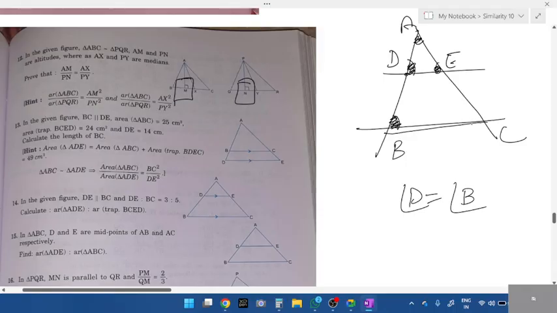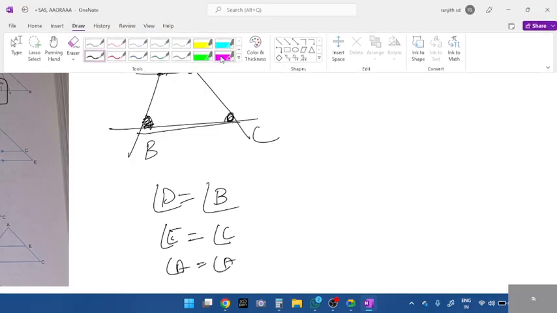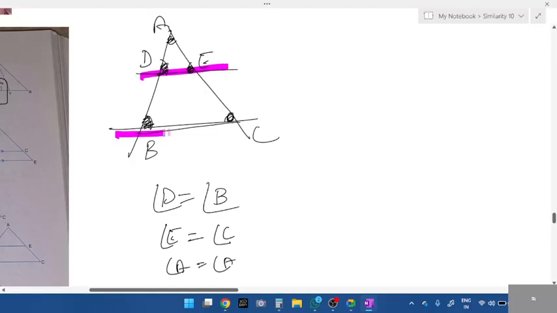And on the other side, which two are equal? Angle E will be equal to angle C. Angle A is common. All of you will respond. Is this clear? Corresponding. Look at the pink lines. Two corresponding angles, two parallel lines.